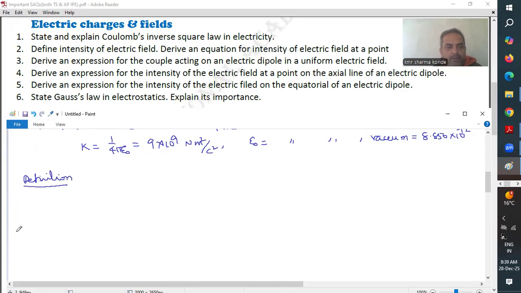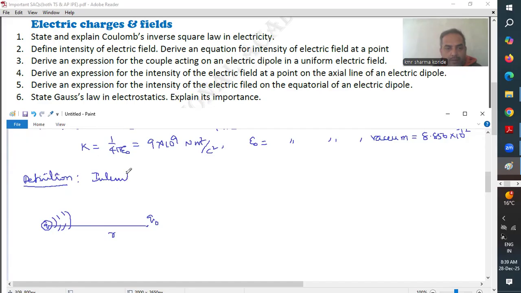Definition. We know that if there is a point charge here, it modifies the space around it. We choose a point at some distance r from the point charge, where we are going to place Q naught. Q naught is the test charge. Keeping all this in mind, we continue the definition.